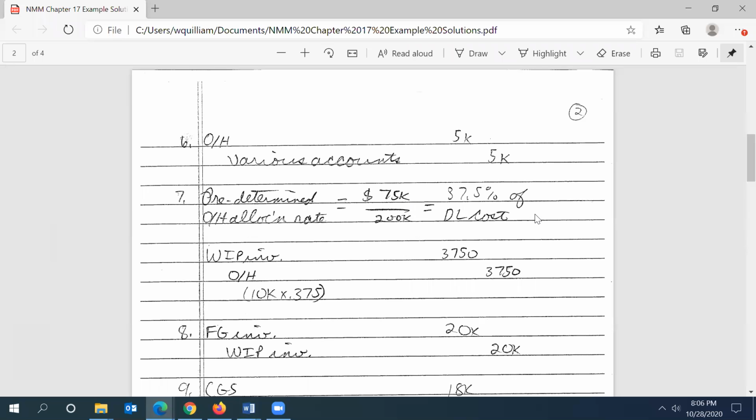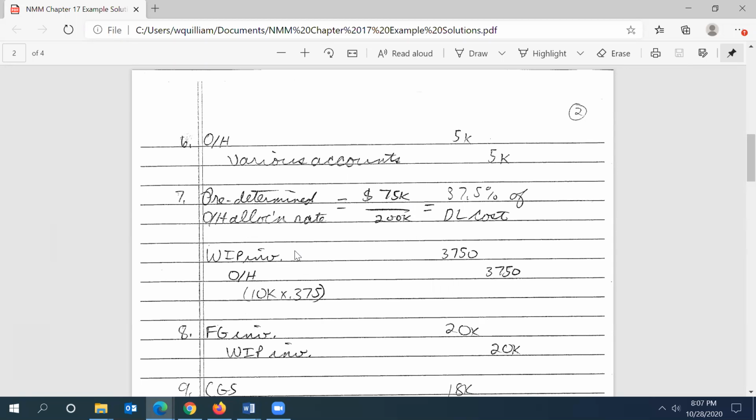So normally we would state this as 37.5% of direct labor cost. So if we have $100 of direct labor, we will assume the overhead goes up by $37.50. So we will allocate, in that case, $37.50 of overhead. We simply multiply by how much direct labor we have. In our case, we have $10,000 of direct labor. Again, we multiply by 0.375.